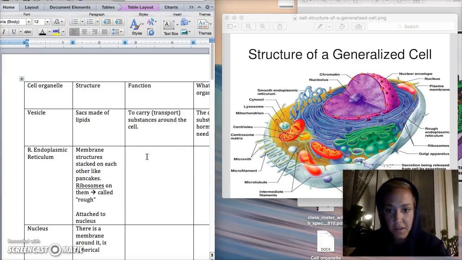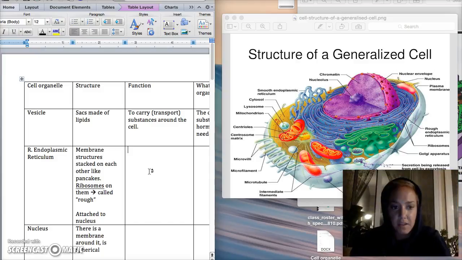Okay, so this particular function of the endoplasmic reticulum, the rough one, well, first of all, it's right here. It's all this blue stuff here. It's attached to the nucleus. And as you can see, there's all these little bumps everywhere. Those little bumps are ribosomes, so it's rough.